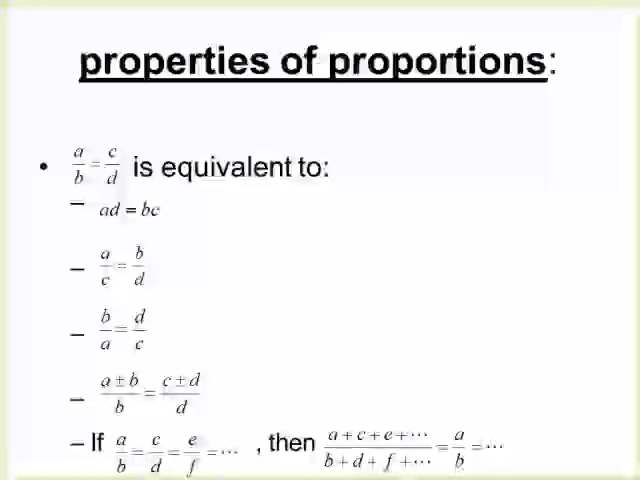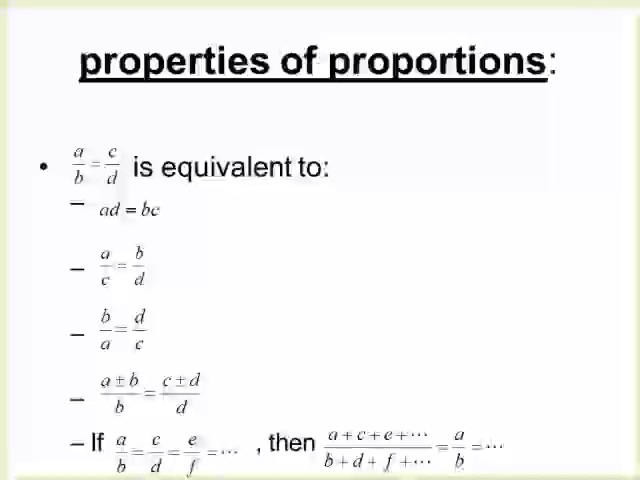The third proportion, B over A is equal to D over C. What change was made there from the original? They're both upside down. And that's okay to do as long as you do it to both of them. You can't just flip one of them upside down. But as long as we flip both of them upside down, it'll still all work out.